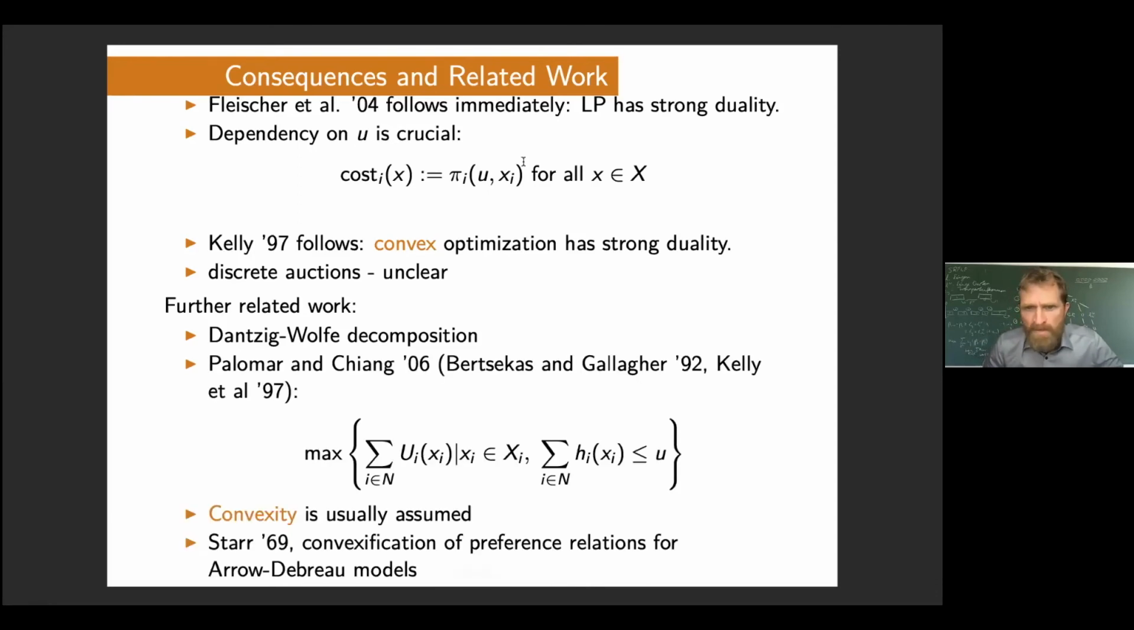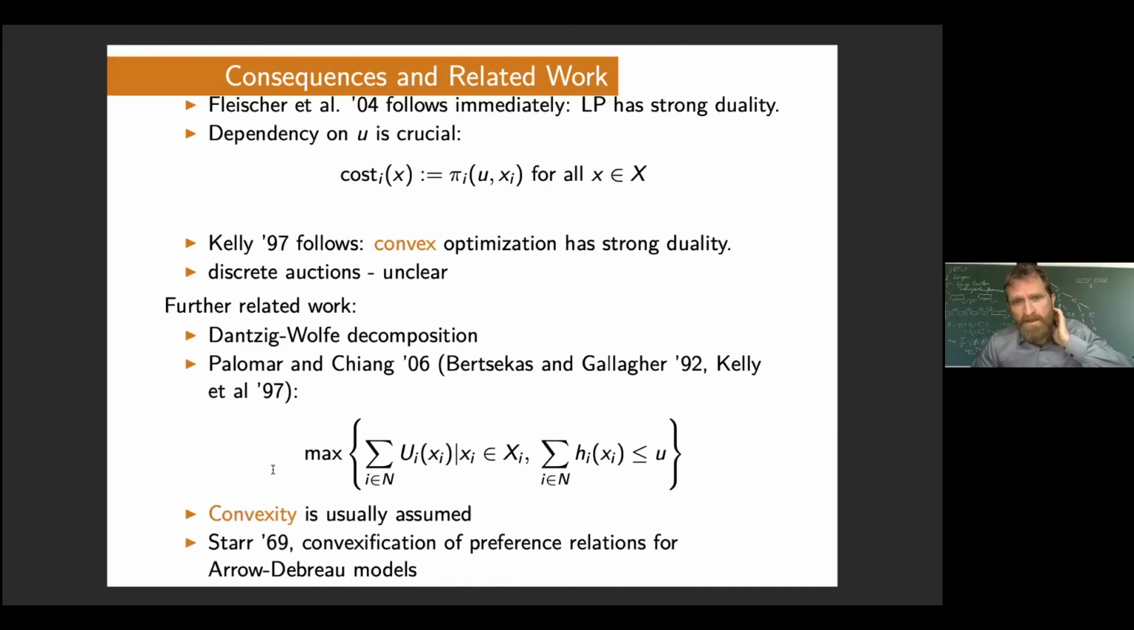Also, Bertsekas and Gallager used this decoupling of separable problems. I think this is well known. And also the sufficiency of strong duality for enforcing, this is also well known. I'm not reinventing here what has been done several times before. But in these works, usually some convexity is assumed to actually argue that we have strong duality that we can use.